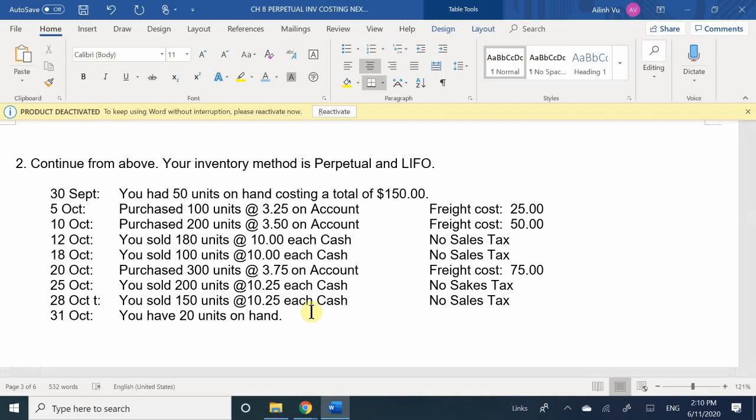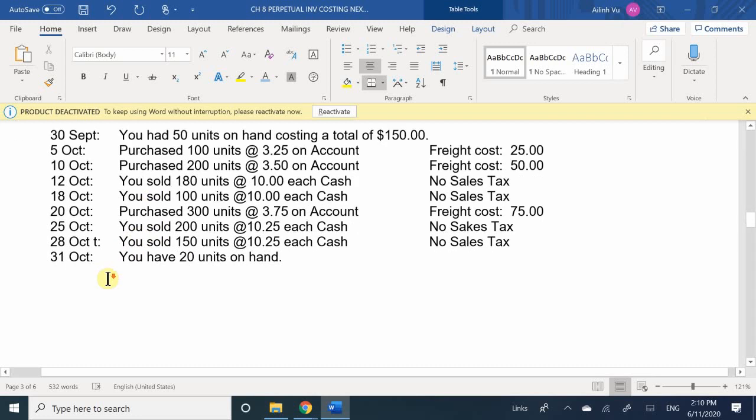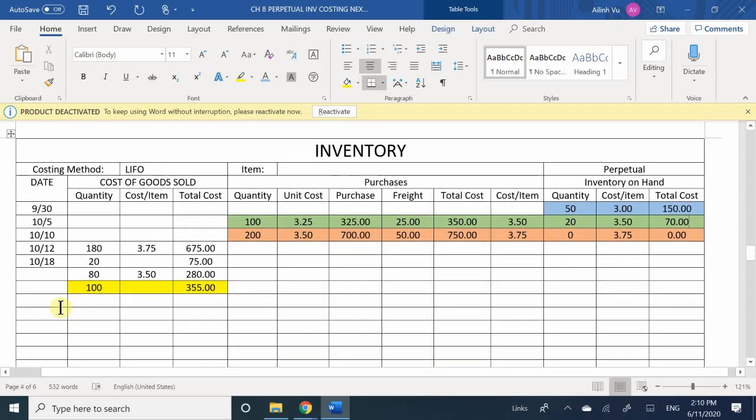On 20 October, you purchased 300 more units at $3.75 and freight $75. All right, so October 20th. We purchased another 300 units at $3.75, and my freight is $75. So how much is that? How much is my total purchase price?